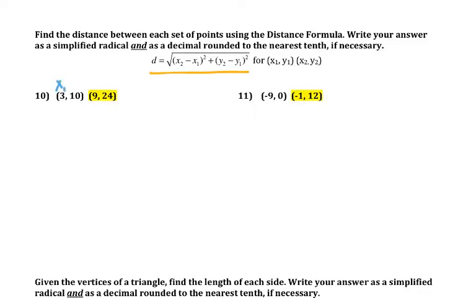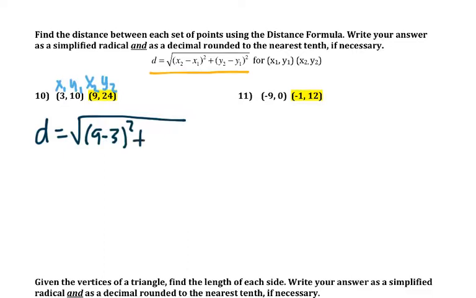So we're just going to label it right above it. 3 is x1. That means 9 would be x2. And then 10 would be y1. And 24 will be y2. Now, we're just going to substitute them into this formula. So we have d is equal to the square root of (9 minus 3), because we did x2 minus x1, squared, plus (y2, which is 24, minus y1, which is 10), squared.